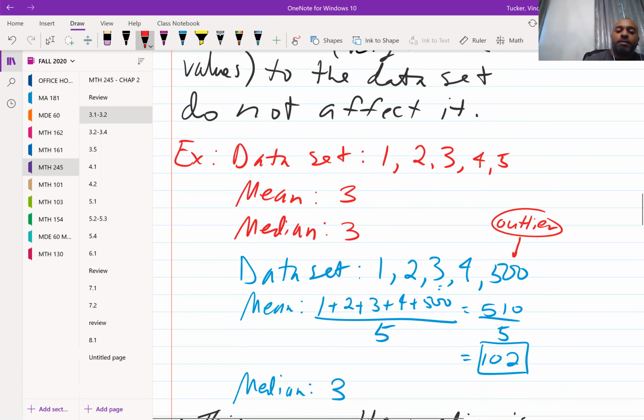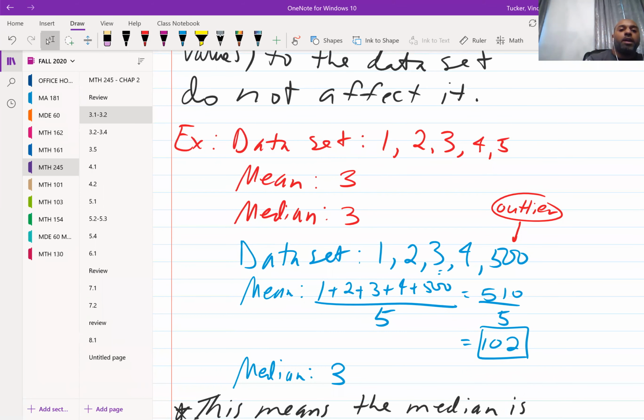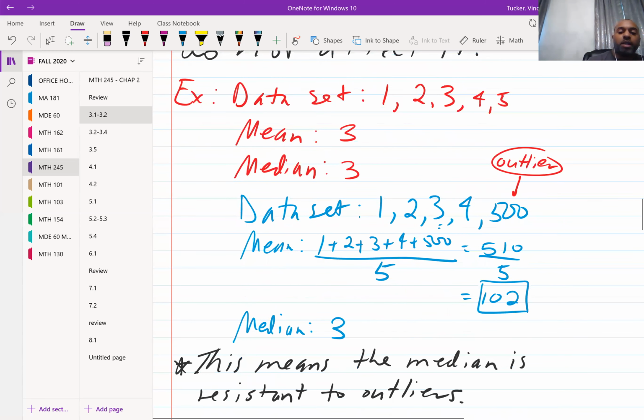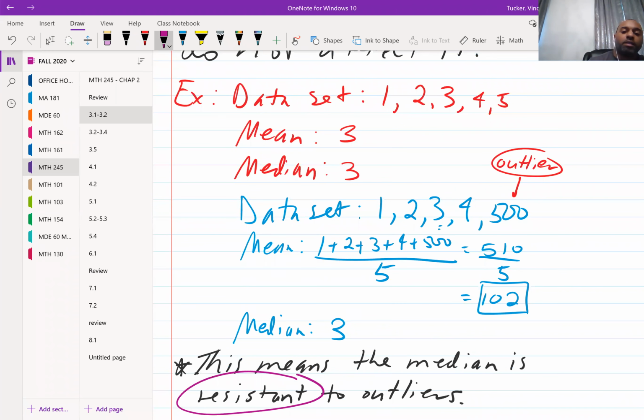But if I take that same data set and look for the median, it's still going to be 3, the middle value. So that's what it means by outliers not affecting a summary of data. So this means that the median is resistant to outliers. An outlier existed and it didn't change the median.